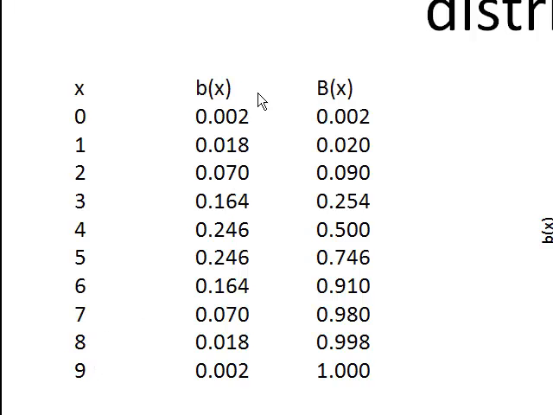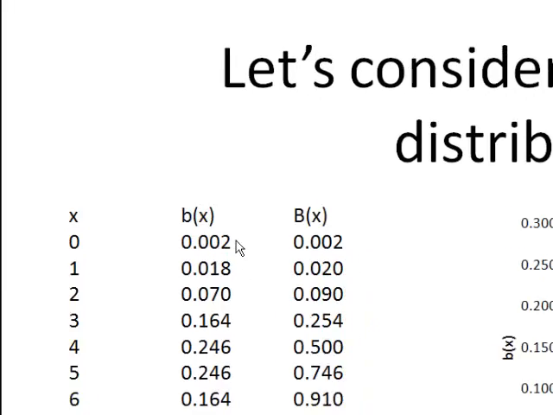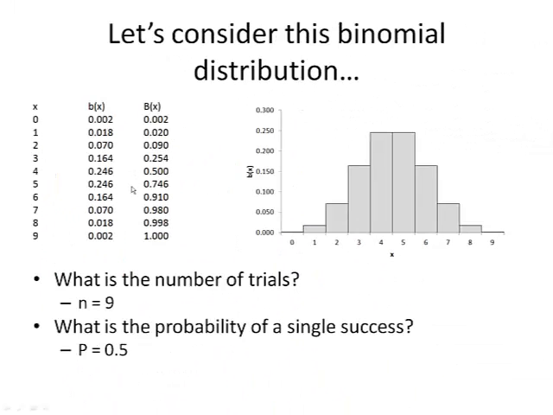I've also given you the little b's and the big B's. You'll notice that when x is equal to 0, little b and big B are equal to each other, and that's because the big B is the cumulative. If we step up to where x is equal to 1, the little b is 0.018, and the big B is equal to this value plus this value. So you can get an idea of how the big B's build over time, and ultimately at the end, the largest big B value is equal to 1.